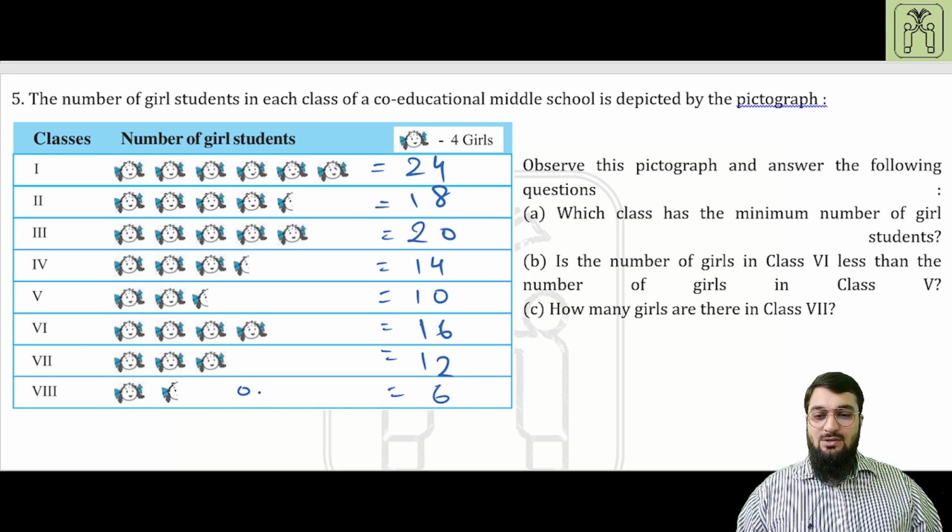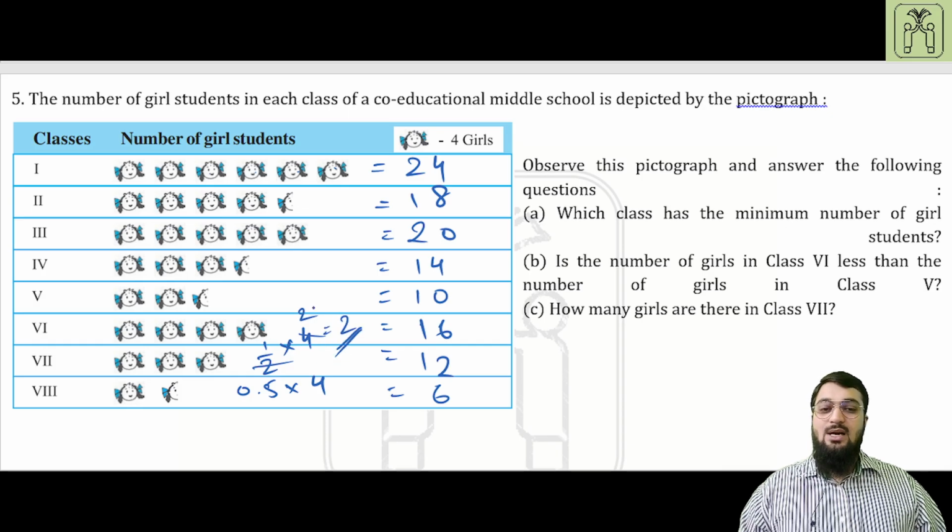Half represents 0.5 into 4, that is it will be 4 into 0.5, or you can just do 1 upon 2 into 4 and that will be 2 will cancel out 4 two times and 2 into 1 will be 2. That is the answer.